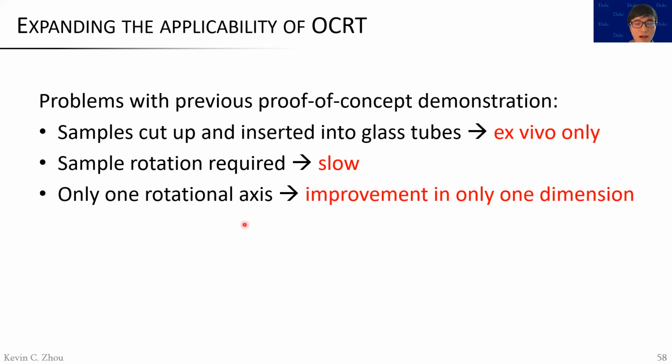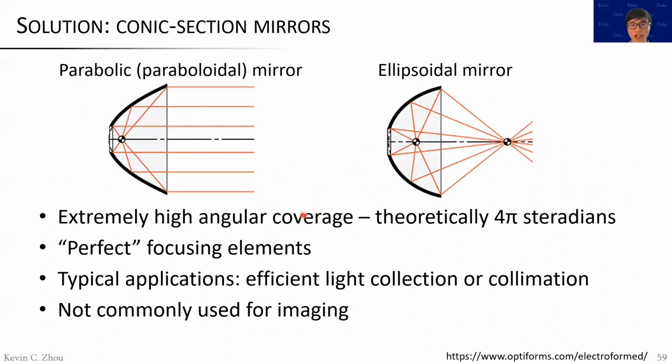And finally, because of the tube geometry, we can only rotate along one axis, which means we can only enhance only one of the two lateral resolution dimensions. So we wanted to devise a method that addresses all of these concerns. And our solution was to use conic section mirrors, such as a parabolic mirror or an ellipsoidal mirror. So as we can see from this diagram, they can obtain extremely high angular coverages, theoretically even up to 4 pi steradians in the limit of an infinitely large parabolic mirror, for example.